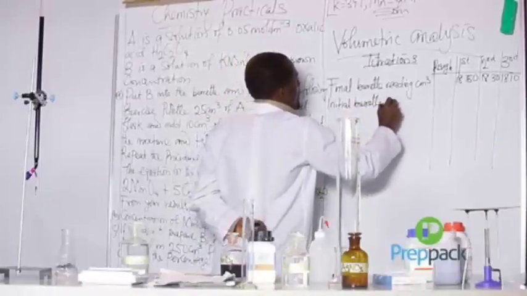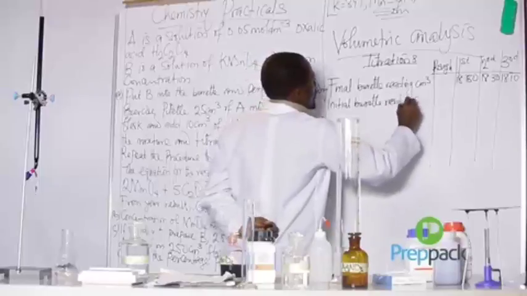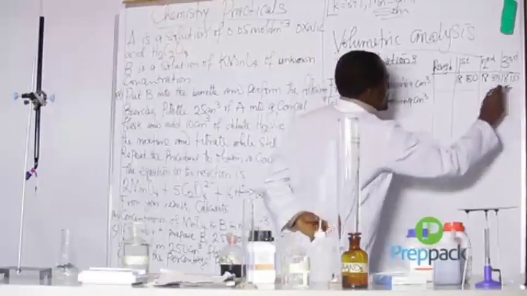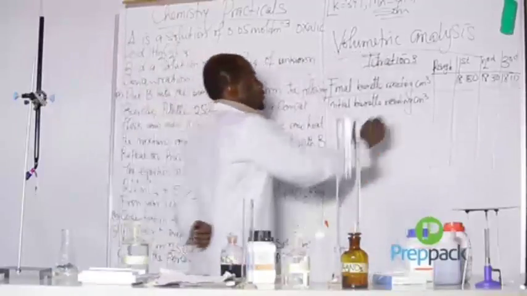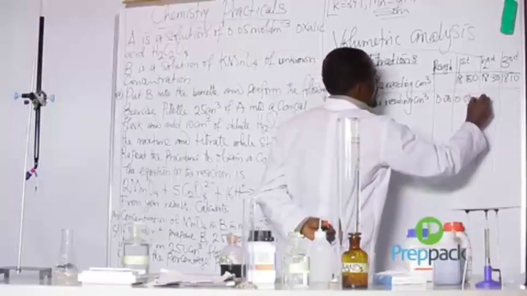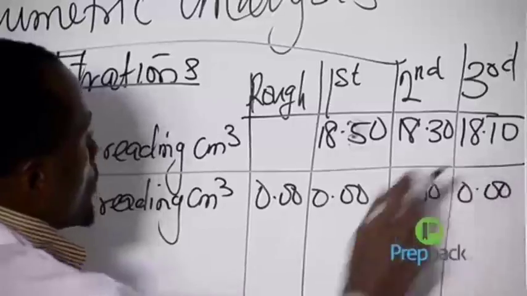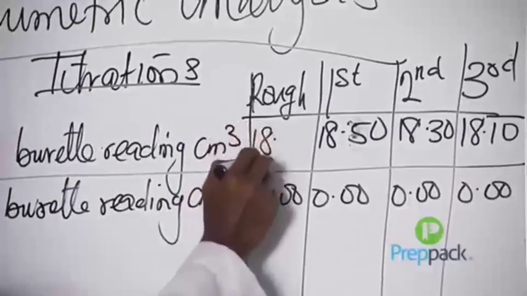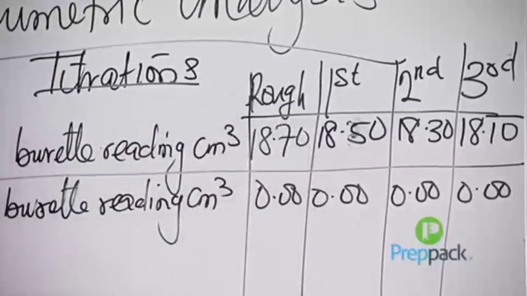in cm cube, I started from the 0 mark from the burette, which was 0.00, all through, even from my rough. This is 18.70, my rough.